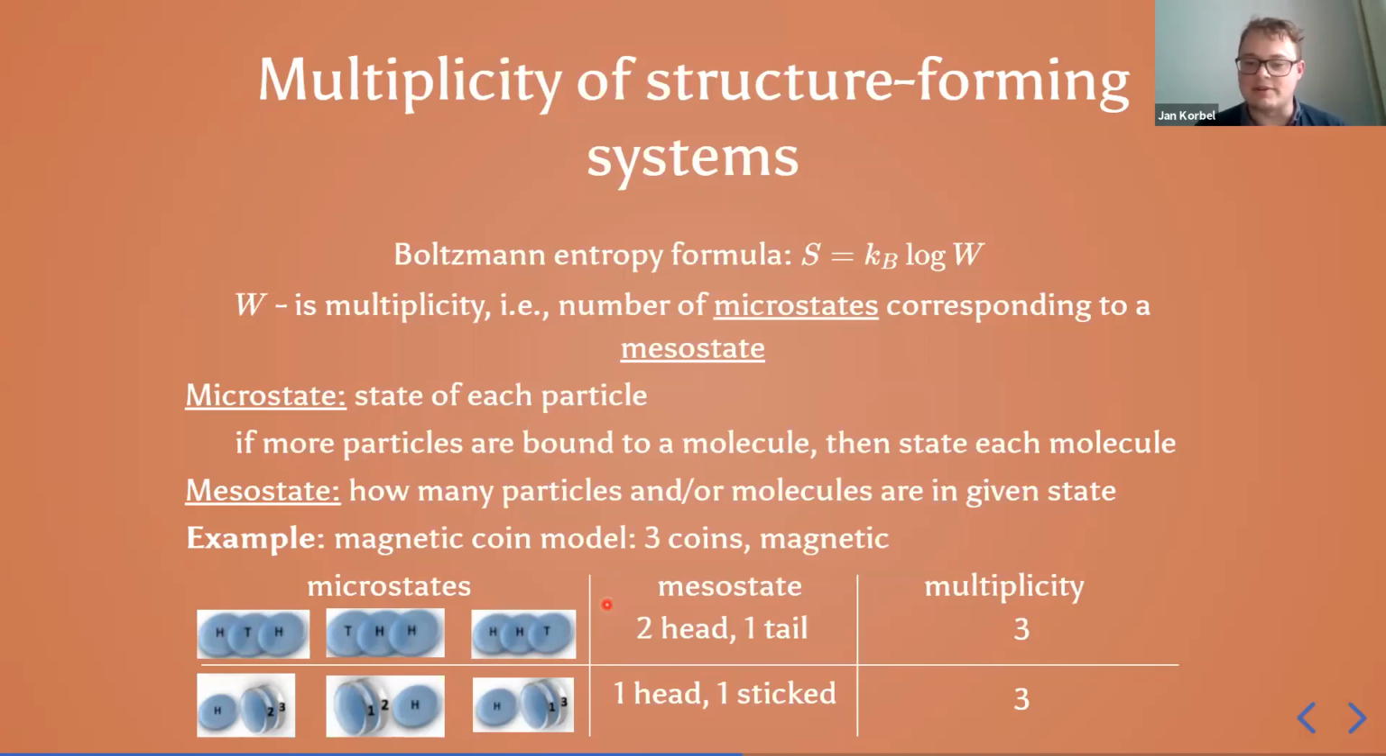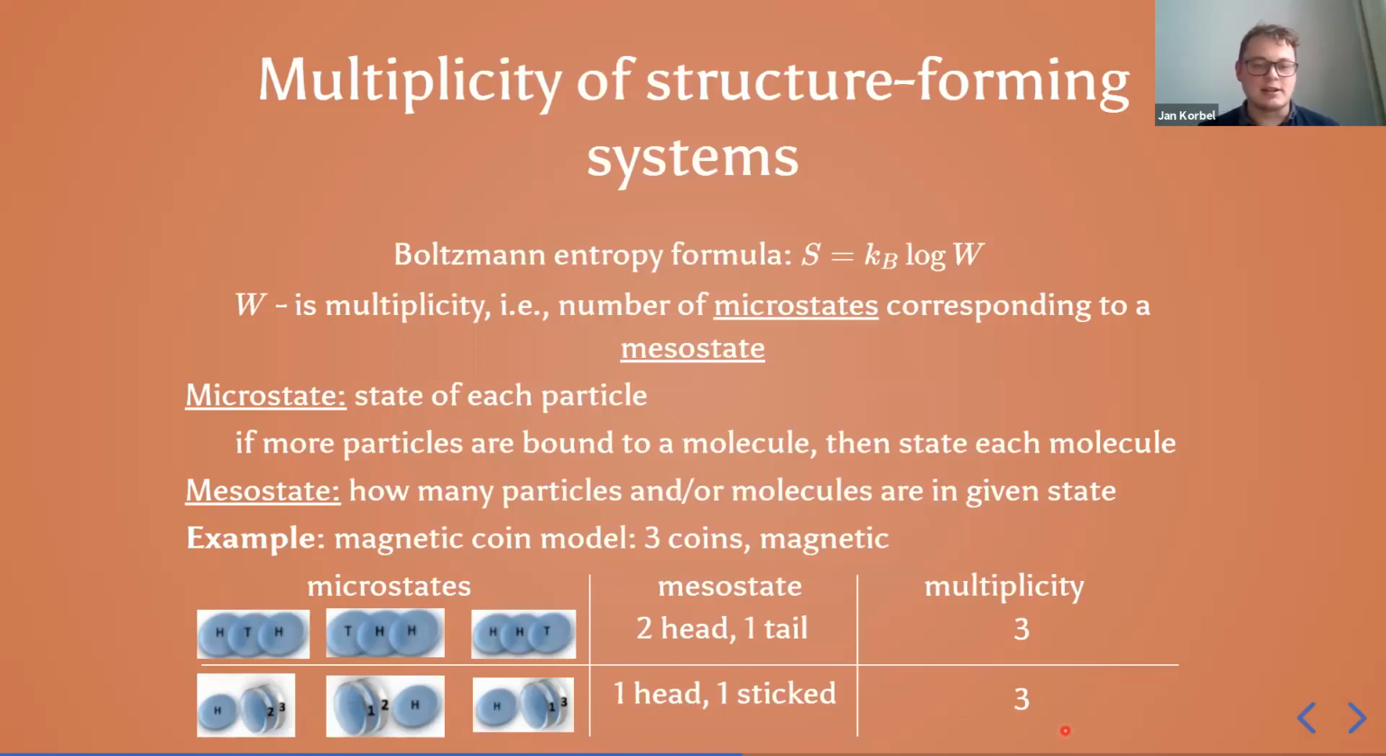And you calculate the multiplicity, which means how many of these situations can happen. And here it's, for example, that this can have three versions, because either the first or second or third one is tail. Similarly, if you have one coin that is on head and one cluster that is created by two coins that are stuck together, then either the second and third can stick together, first and second can stick together, or first and third can stick together. And again, this mesostate represents three microstates, so the multiplicity is three.